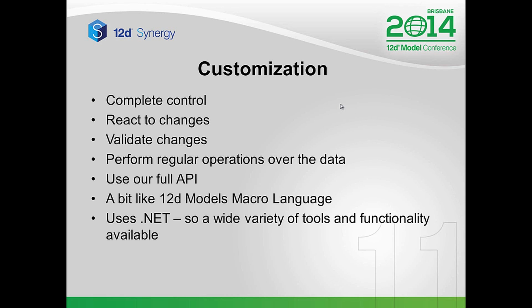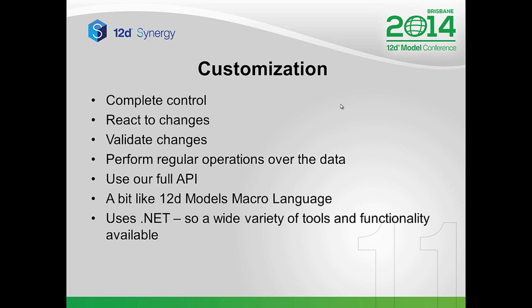Now, we have a complete customization built into 12D Synergy, and that gives you complete control over the server logic. So you can react to changes and do things like send emails when a task has been added or a file has been checked back in. Or you could feed it into another script if need be. You can validate changes to make sure that changes are allowed to occur. So for example, before a file can be checked in, make sure that it's gone through the necessary gates and review statuses before that can happen.